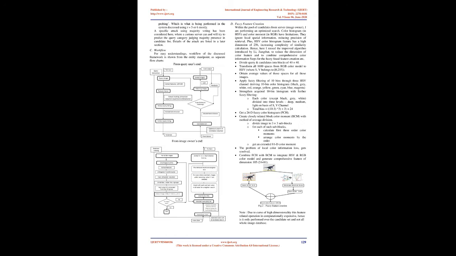3. Proposed system and working principle. Here, a scalable CBIR system has been considered. There are 2 primary entities: 1, image data owner, or search server, and 2, search client, or query user. A. System model. Fig. 1, System architecture.